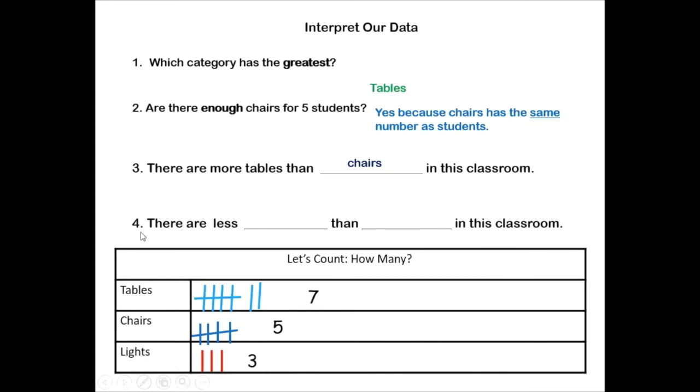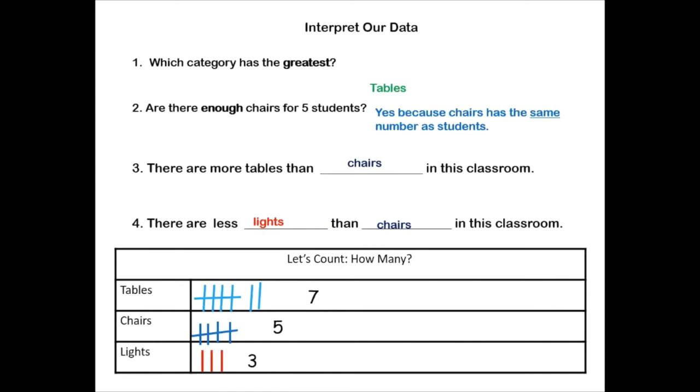All right. Number 4. There are less blank than blank in this classroom. So which one has less? Right, lights. So there are less lights than tables in this classroom, because lights only has 3 and tables has 7. What's another word we could put here instead of tables? There are less lights than, right, chairs. There are less lights than chairs in this classroom.